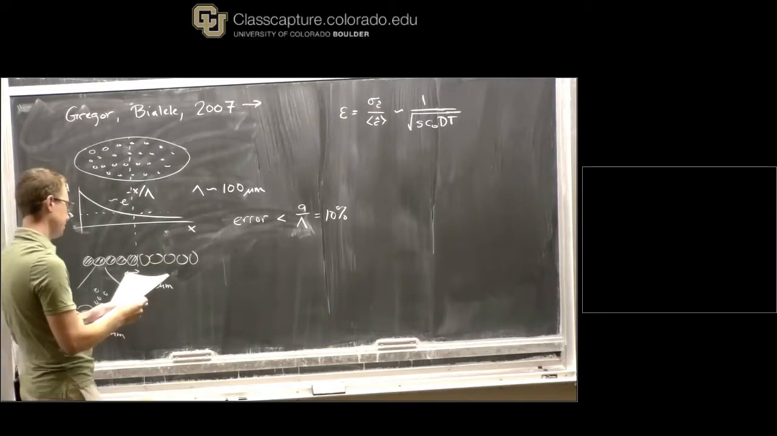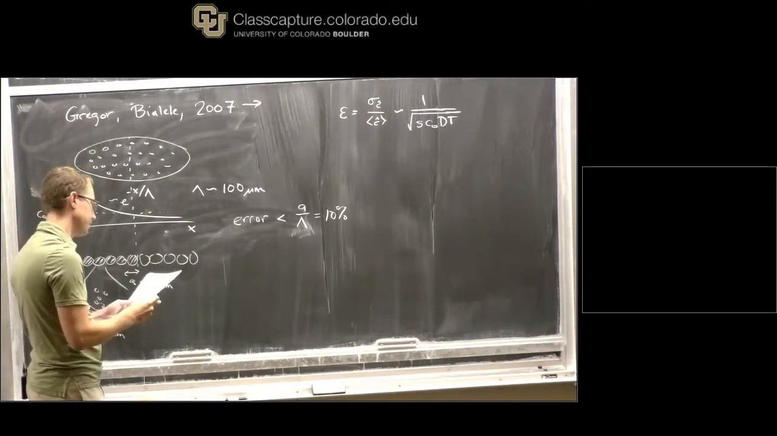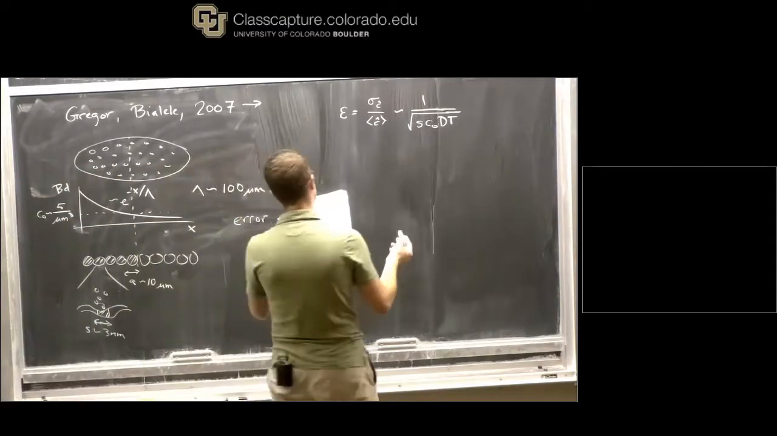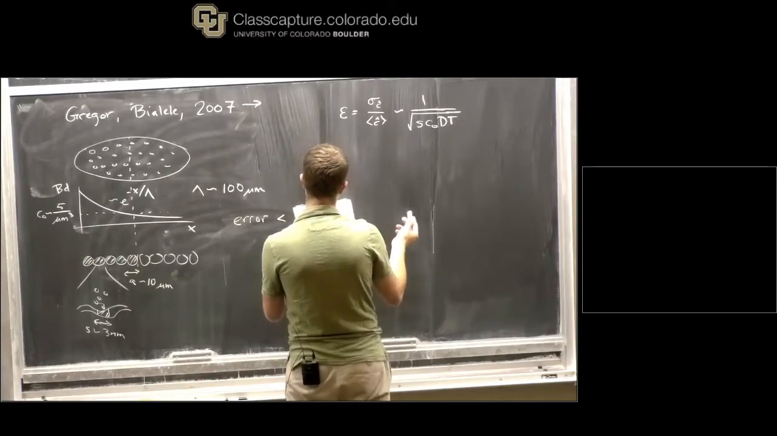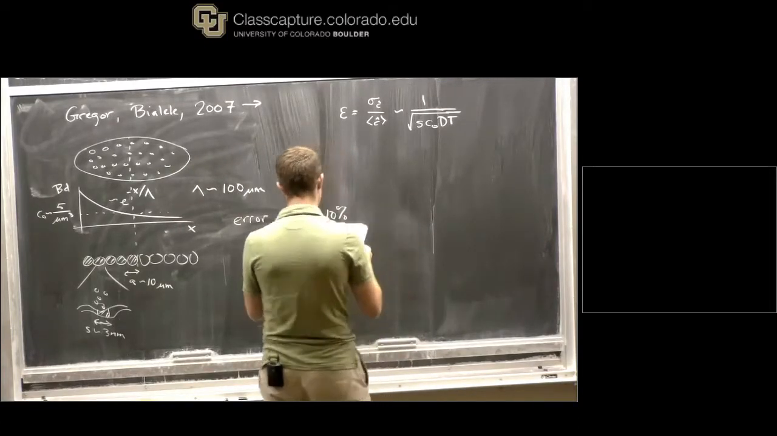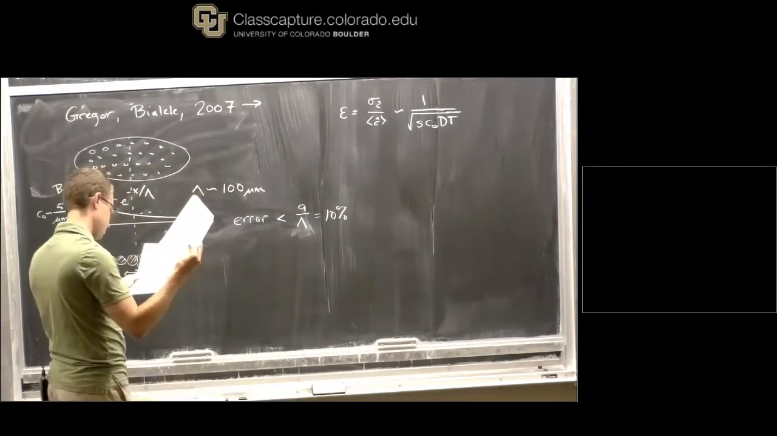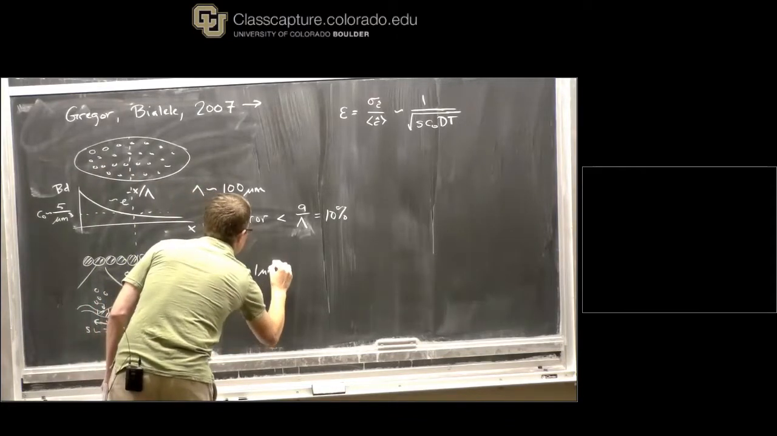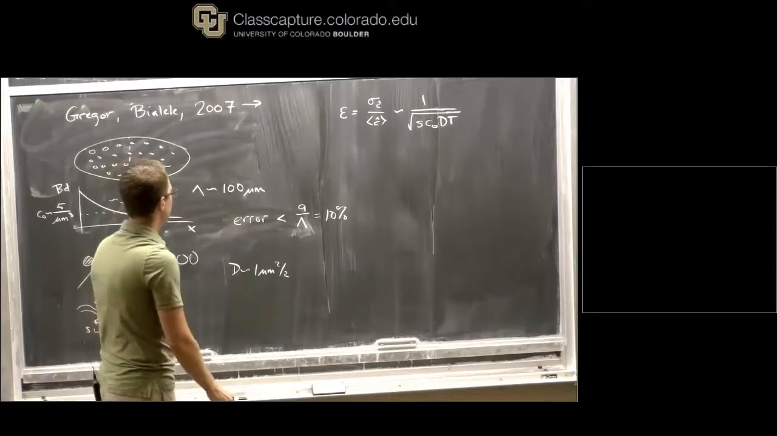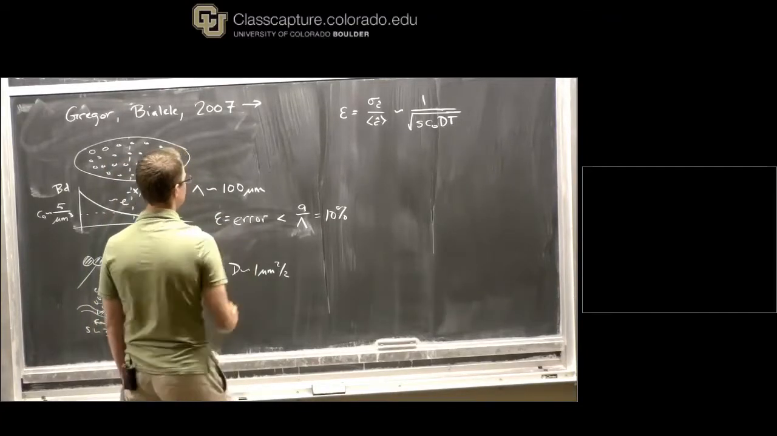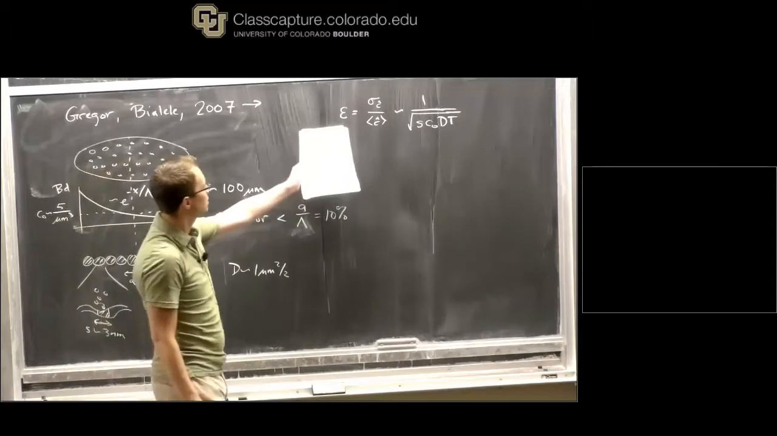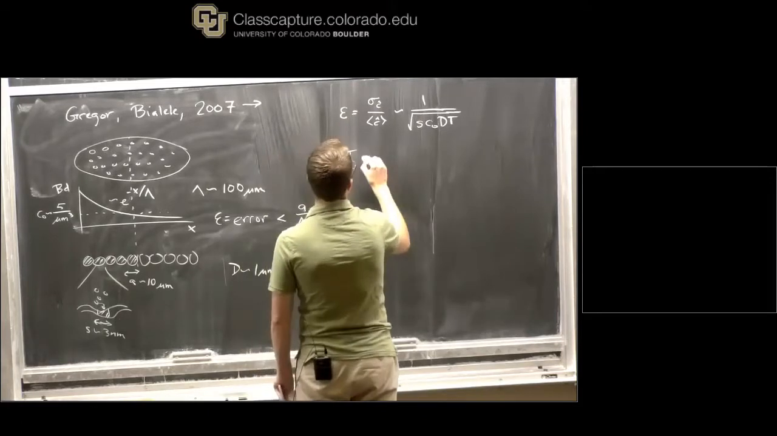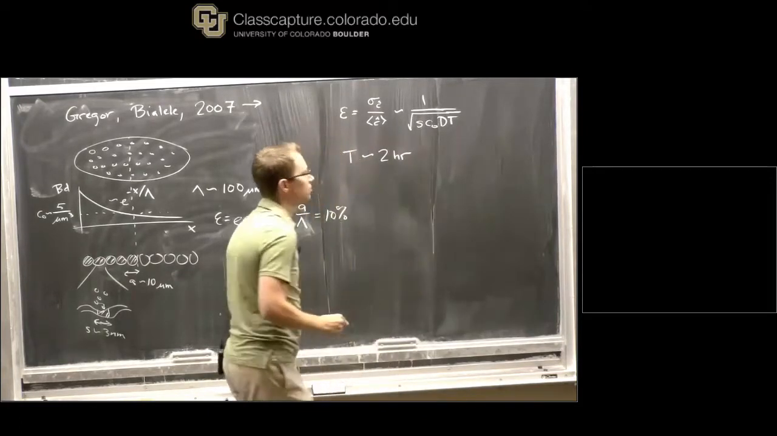Right. And the diffusion coefficient of bicoid in the embryo was also measured. It's rather slow inside the embryo as compared to within water, for example. It is about a micron squared per second. If we set this error to be 10%, and we know S, we know C naught, we know D, then we can solve for T, and T comes out to about 2 hours.